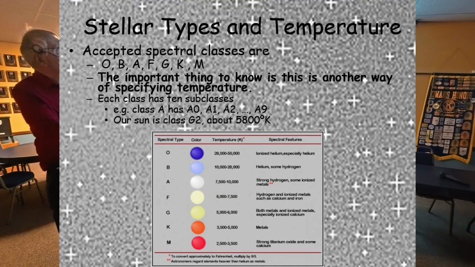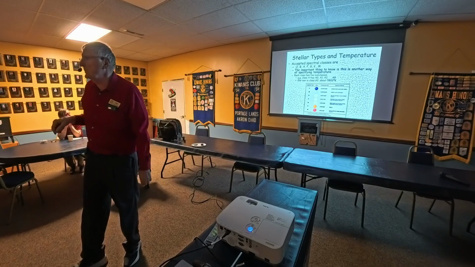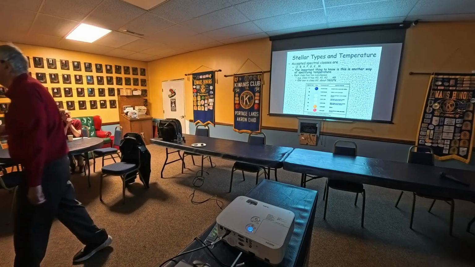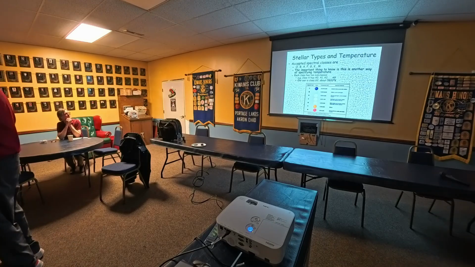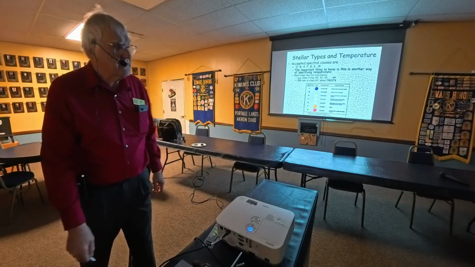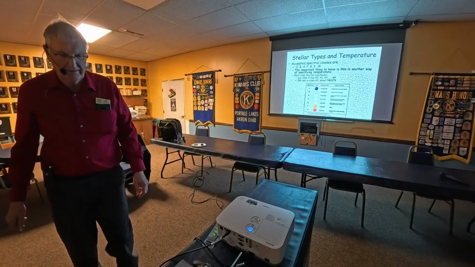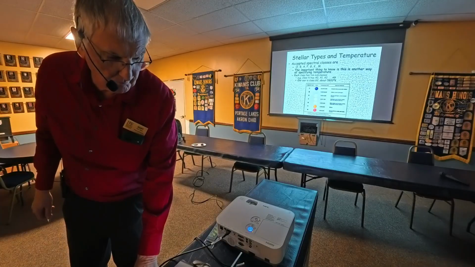So we further refined it and we broke these down into 10 subcategories, 0 through 9. And of course I said the sun is a G2 star at 5,800 degrees. So now we have 3 ways to talk about temperature, just to confuse everybody. And surprisingly, the temperature matches up with the colors, as you see here. They're not as pure as that, as you're all probably aware.